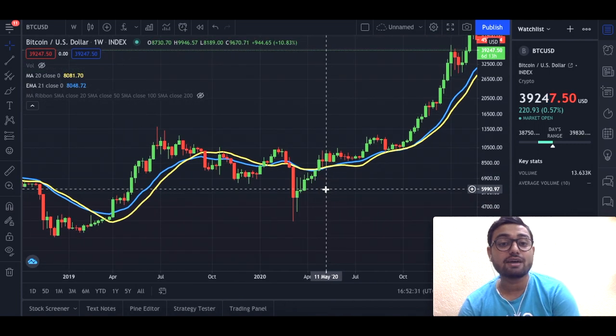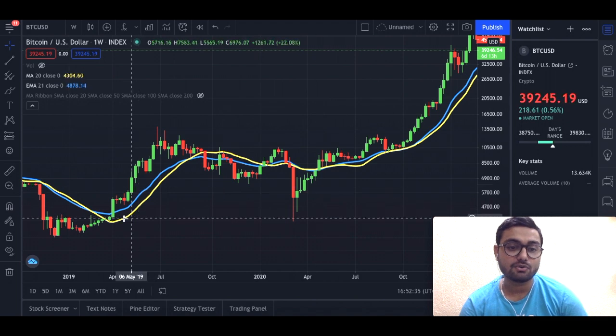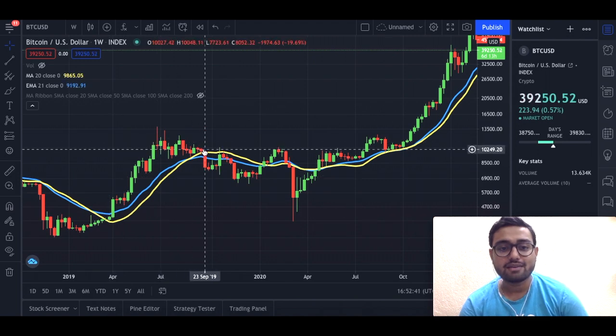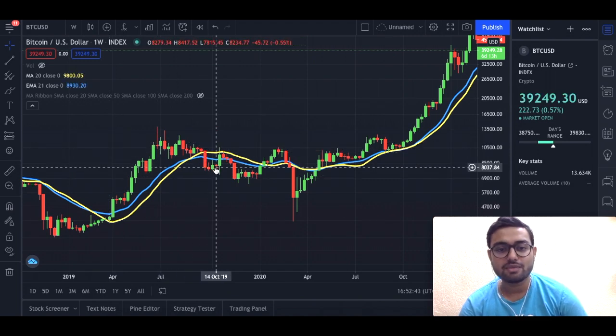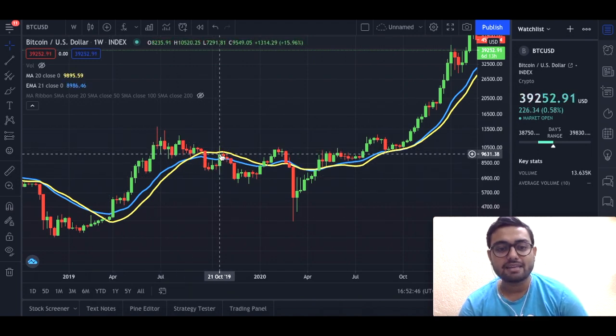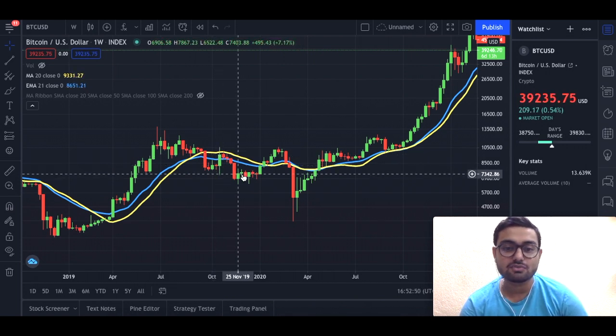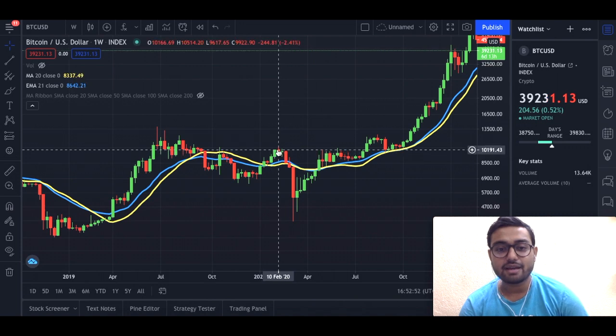There are occasions where we haven't been able to test it as a support and we have broken below it. So one of the examples is right here. In March 2019 we broke above it, then we failed to test it as a support and came down. Again we tried breaking through it, but this time the 20-week SMA acted as a strong resistance.